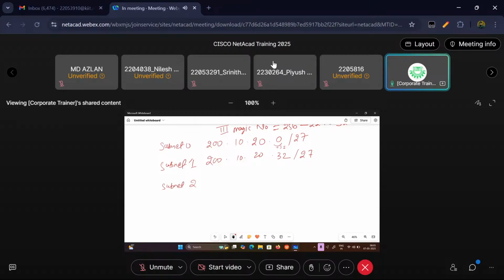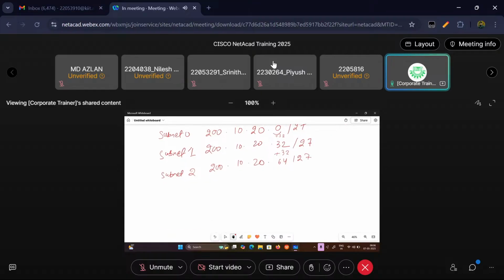Subnet 2, what is the value of subnet 2? That value is 200.10.20. Just add 32 again. What will you get? 64. This /27 again. /27 will be fixed because this new subnet mask, the CIDR value, you already got. Now the next is subnet 3. What is the value? 200.10.20. Again add 32. What you will get? 96.